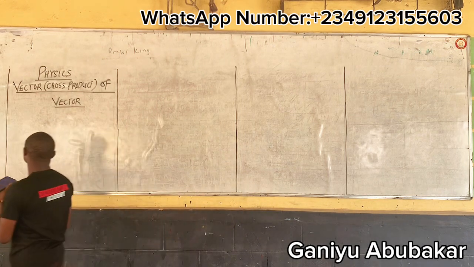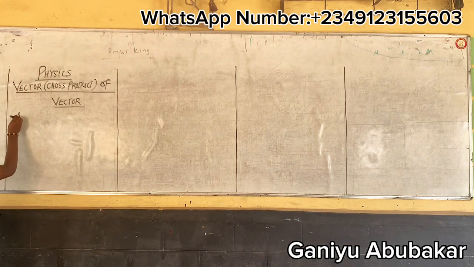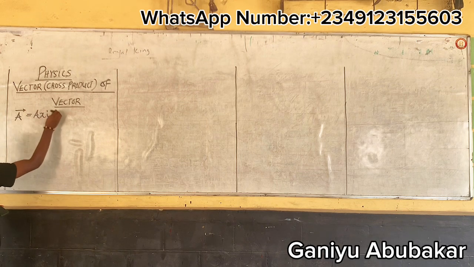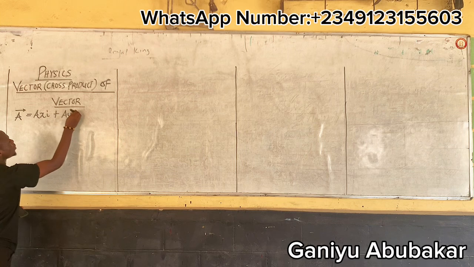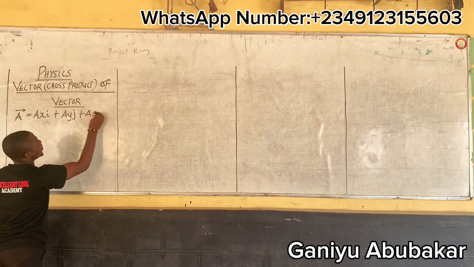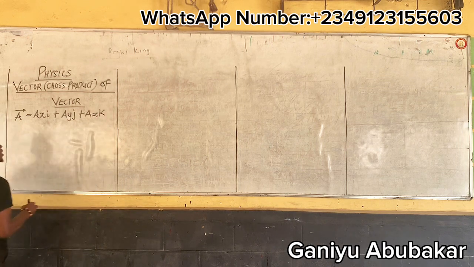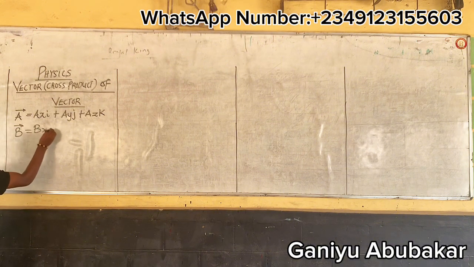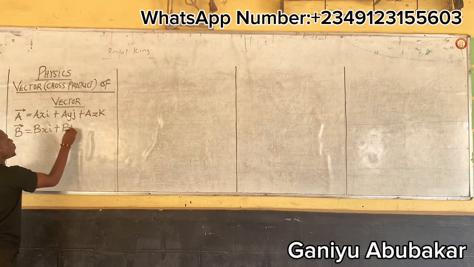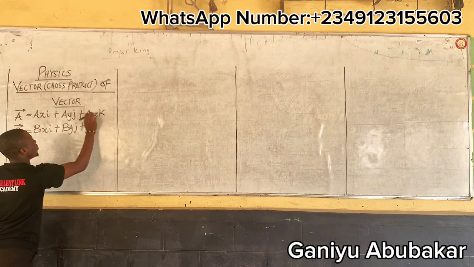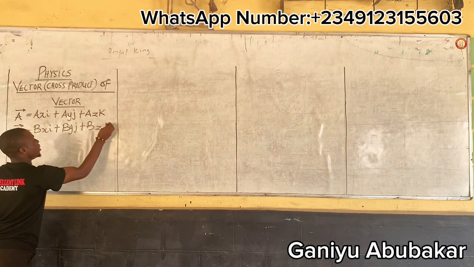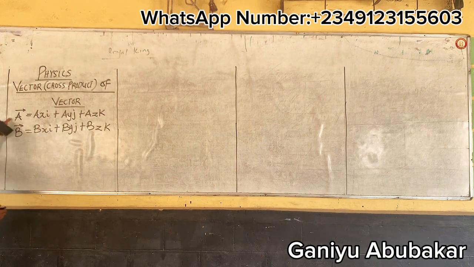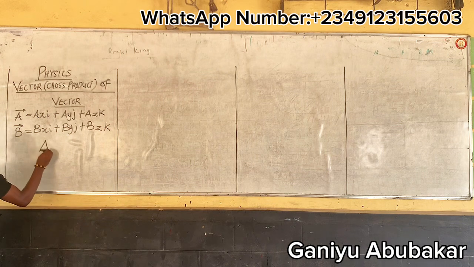Let's say given a vector a equal to axi plus ayj plus azk, and given a vector b as bxi plus byj plus bzk. The cross product of these two vectors is written as a cross b.